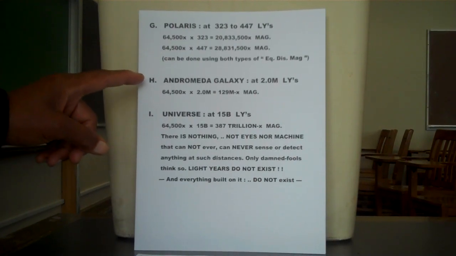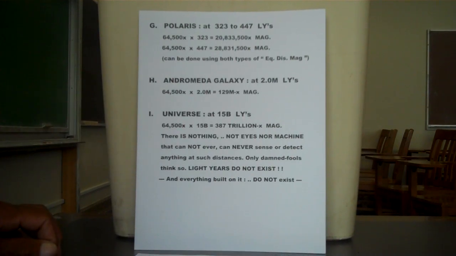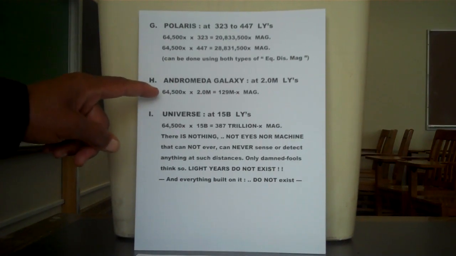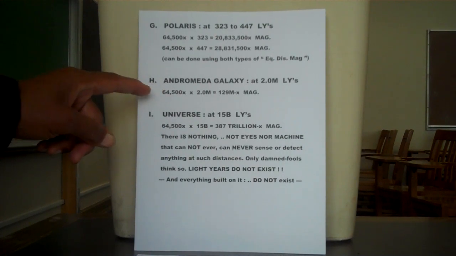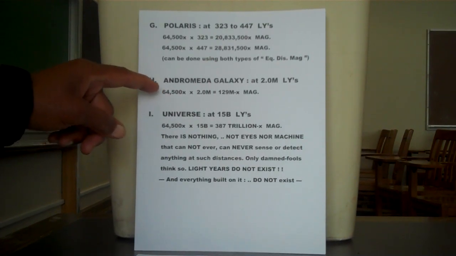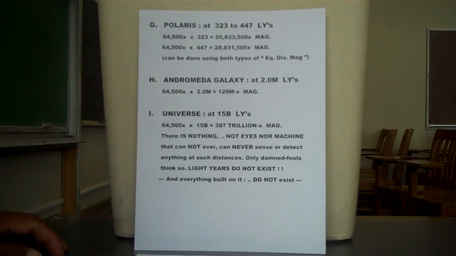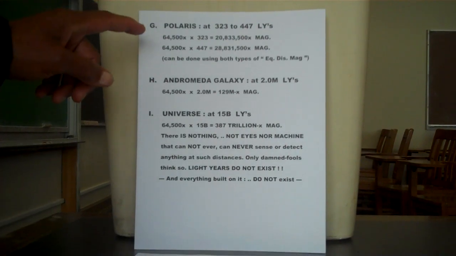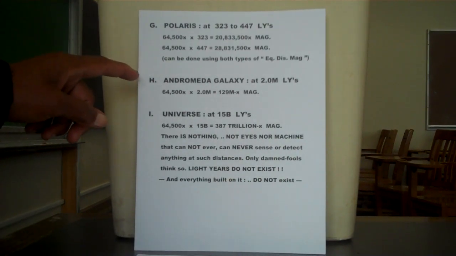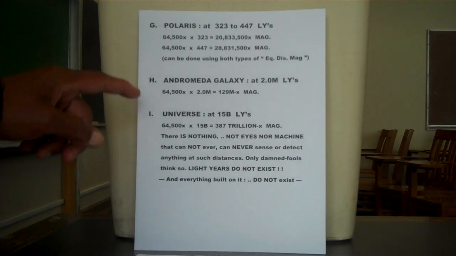We'll go to H, Andromeda Galaxy, and we are told it is 2 million light years away, such that 64,500x, which equals 1 light year, 64,500x times 2 million equals 129 million x magnification. You are told that you can see things that far away with unaided eyes.